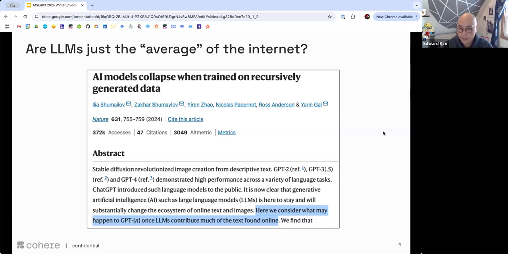It shows that if you recursively train large language models on data that they've generated, you get this kind of collapse behavior. You lose the long tail of the distribution of what they can generate, and eventually the models become worse. What I think is quite interesting in the abstract is that they frame it with the example of GPT-N, because there's 2, 3, 4, and so on. What happens when you get to 6 or 7 or 8, when LLMs contribute text online and you rescrape that and retrain on it?